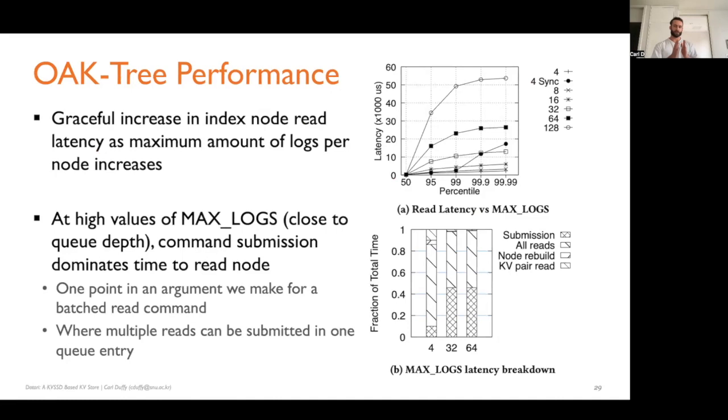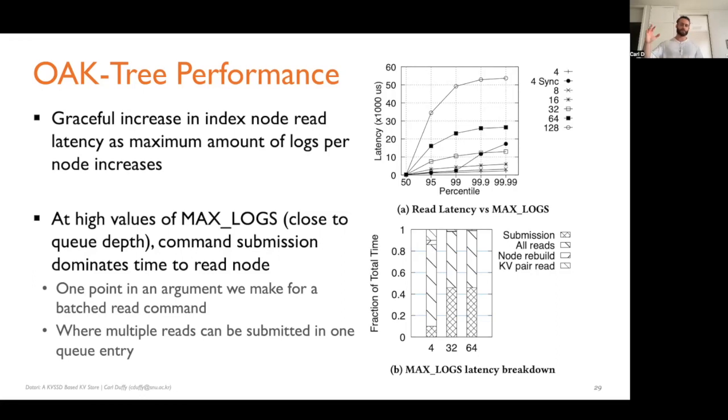For the Oaktree, to bound the amount of updates and bound the read time of index nodes, we have this setting called max logs. For example, a max logs value of 4 means at most we can have 4 updates for this index node on the disk. So varying max logs, we look at the read latency when it increases. And at a small max logs value, for example, 4, the read latency of an index node is quite low.